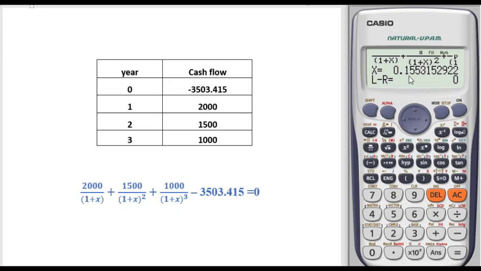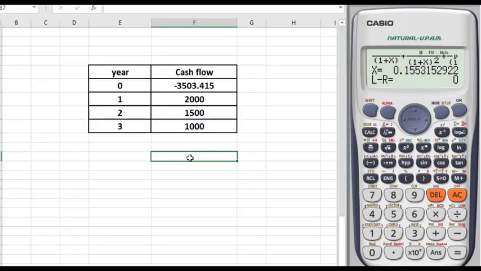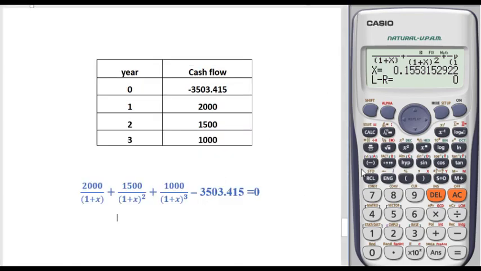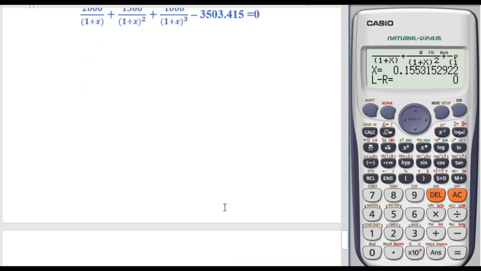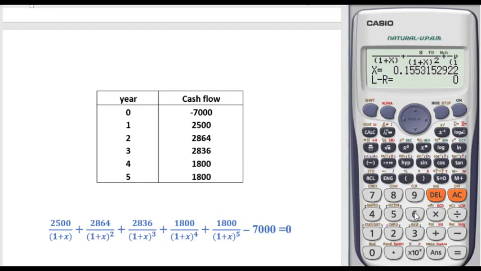Our IRR is 15.5315%. So if we calculate it in Excel, we have the same result. So this is how you can calculate your IRR using this scientific calculator. But now some of you may ask me whether I will be able to solve more than 3 years, or 5 years or 6 years, like this one. Well, let's try to solve it and see what happens.